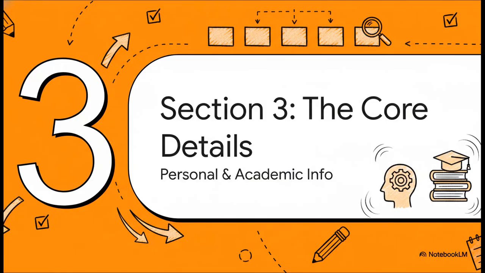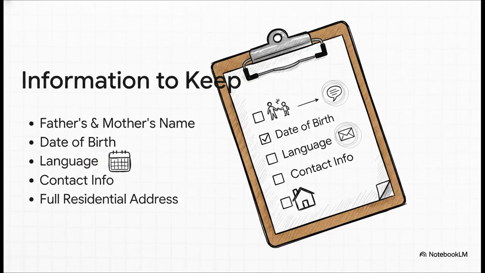Okay, with your account all set up, it's time to roll into Section 3, the core details. This is where we'll be plugging in all of your personal and academic history. Here's a little pro tip for this section. Gather all this info before you even start. Your parents' names, your date of birth, contact info, your full address with a PIN code. Just having it all sitting next to you will make this part go so much faster, and you'll avoid making any typos.